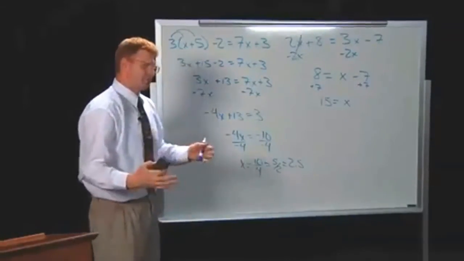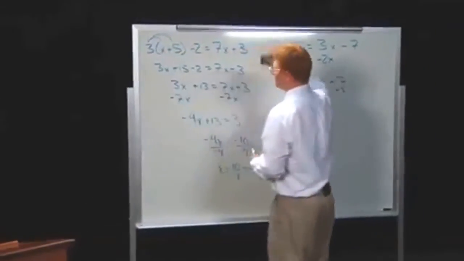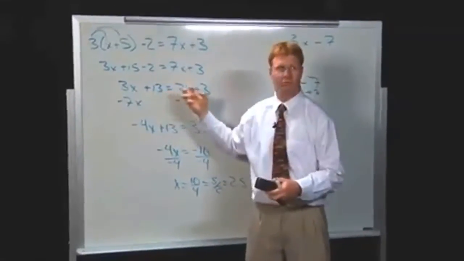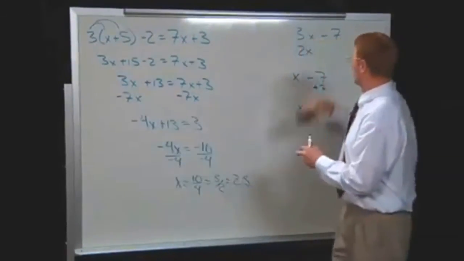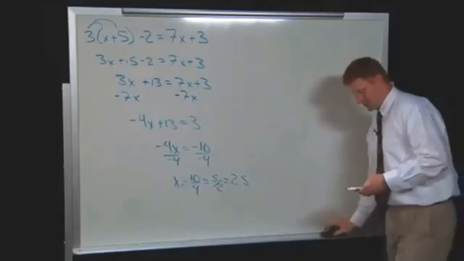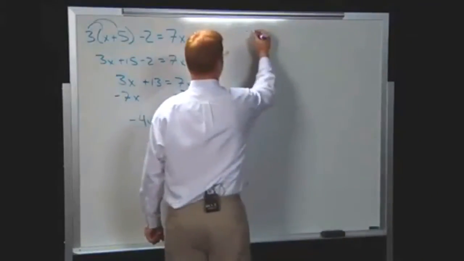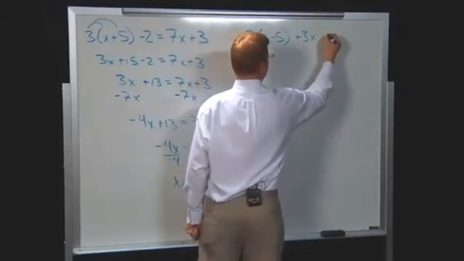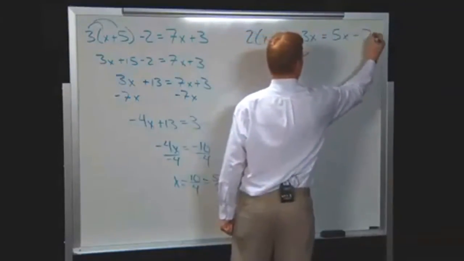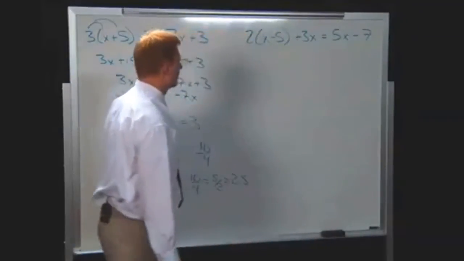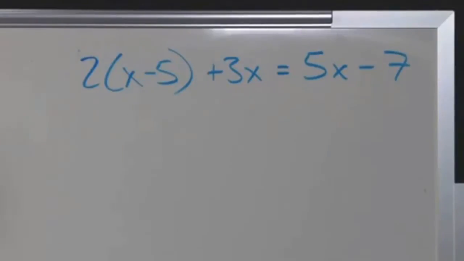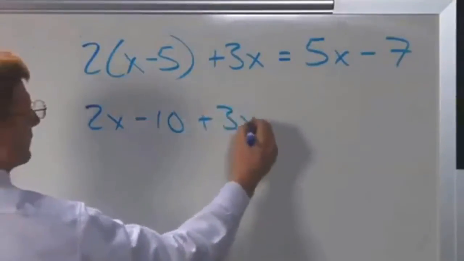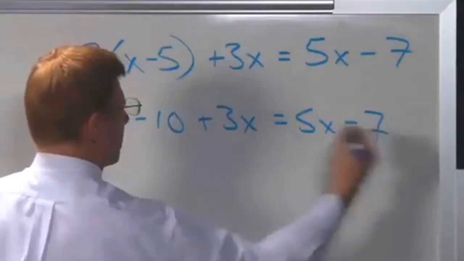There are a couple of concerns that may arise with this. You can certainly use this anytime you need to move the x's from one side of the equation to the other. But the problem that comes up, I'll show you in this next one. Let's do something like 2x minus 5 plus 3x equals 5x minus 7. Do it the exact same way we've been doing it. Get rid of those parentheses. We have 2x minus 10 plus 3x equals 5x minus 7.